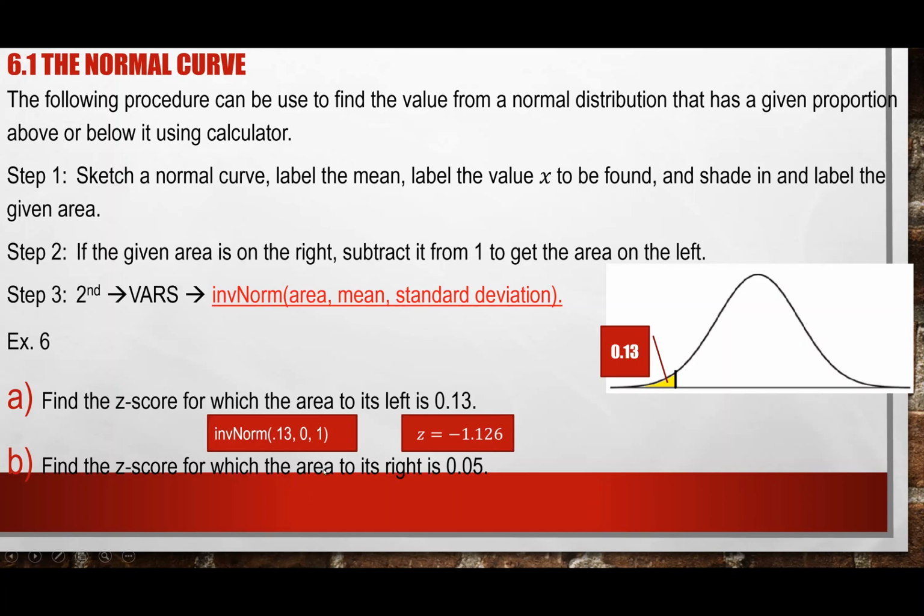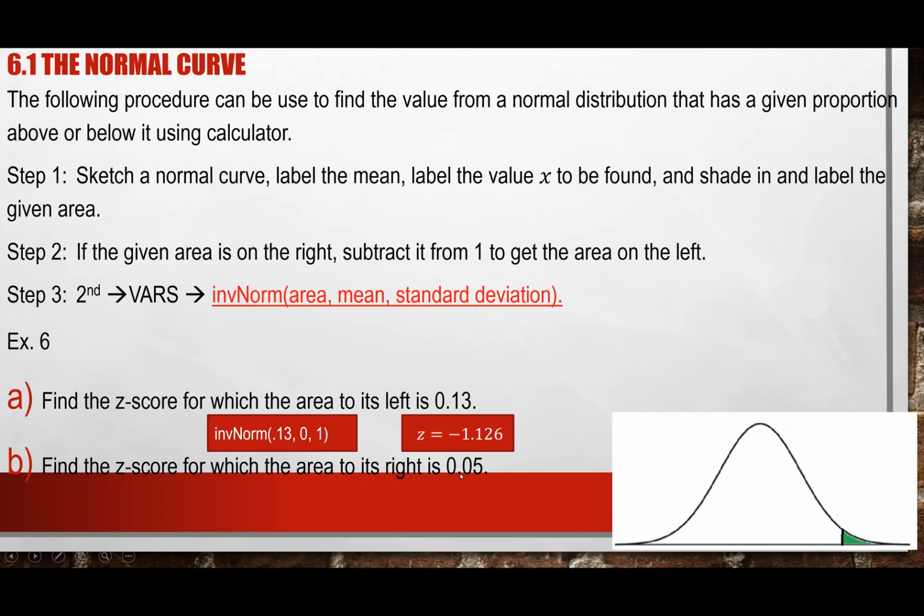And I mentioned last time that here they give you the area to the right, which is 0.05, but your calculator cannot calculate the area to the right. You need to take 1 minus that area on the right to give you the area to the left, right? I take 0.05 and subtract it from 1, which gives me 0.95. So now I put in inverse norm 0.95, comma, 0, comma, 1, which gives 1.645.